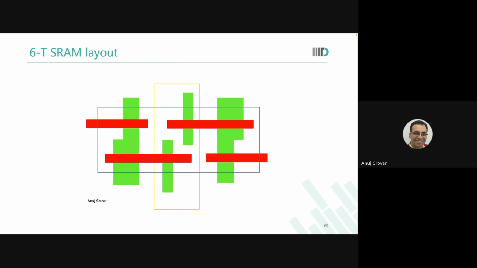Any more questions about the assignment? It's not a graded assignment, it's an optional assignment. You do it, have fun.